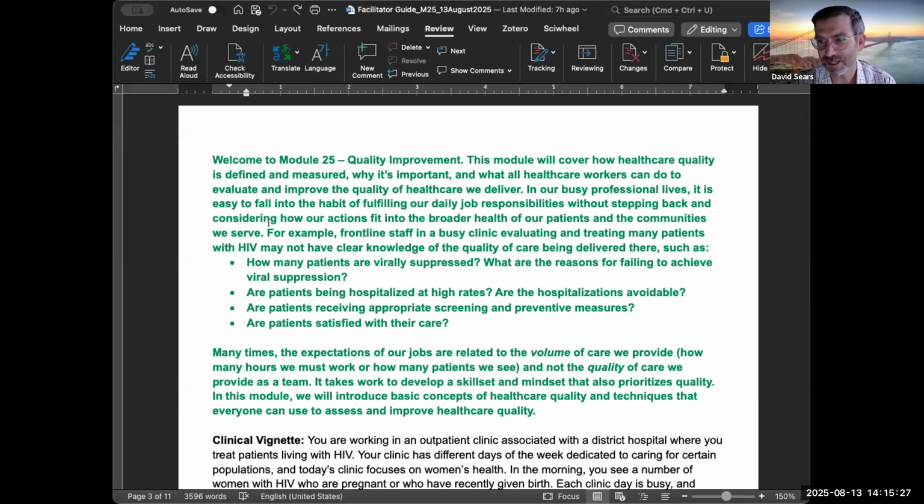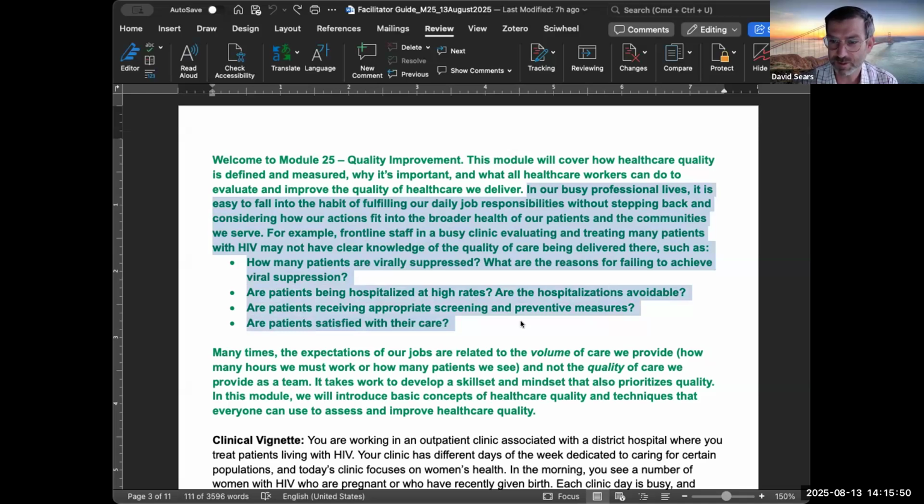This does not need to be read exactly as is, but I think it really talks about how frontline healthcare staff can start to think about quality and quality improvement. And so I wanted to highlight a few things. Many times in our busy professional lives, and this certainly applies to me in my own HIV clinic, it's easy to fall in the habit of fulfilling our daily job responsibilities without stepping back and considering how our actions fit into the broader health of our patients and the communities we serve.